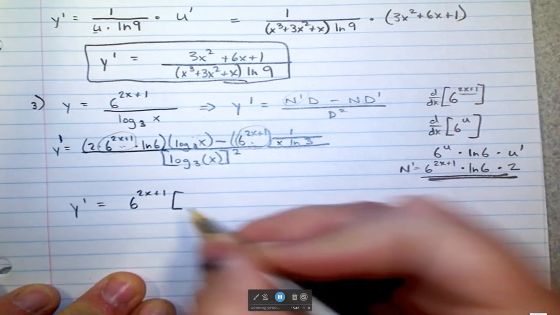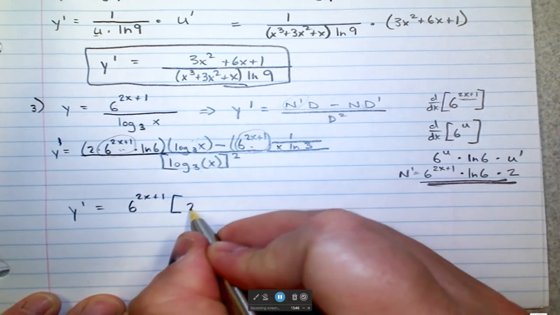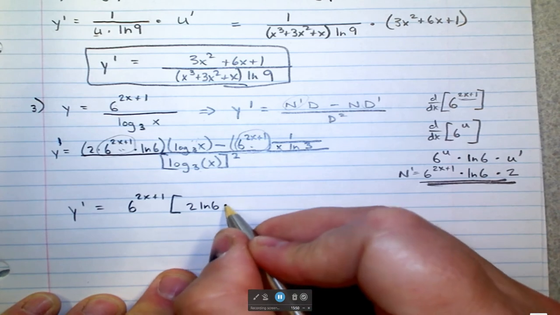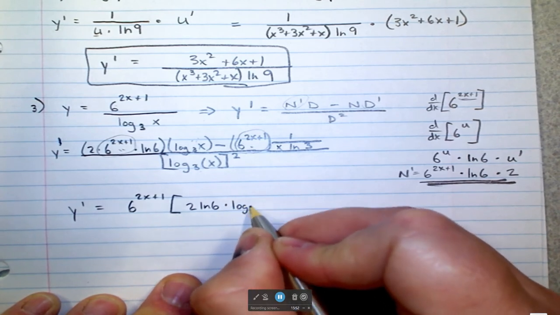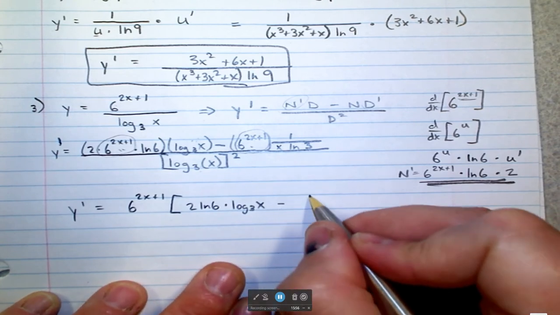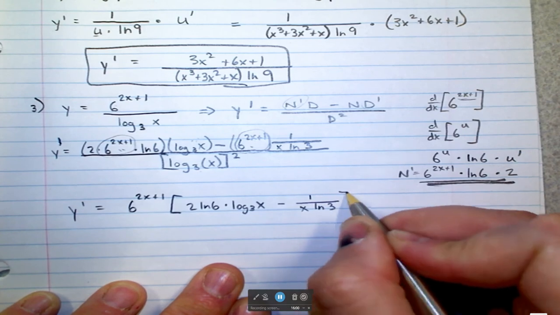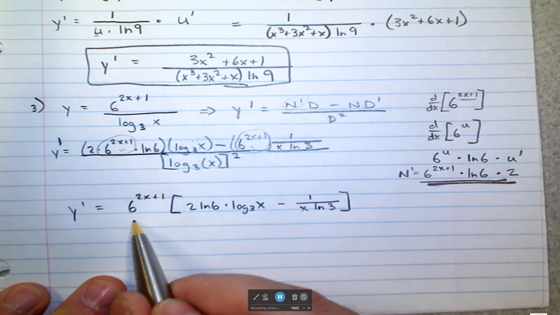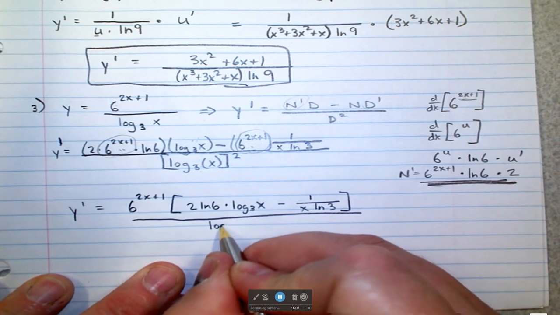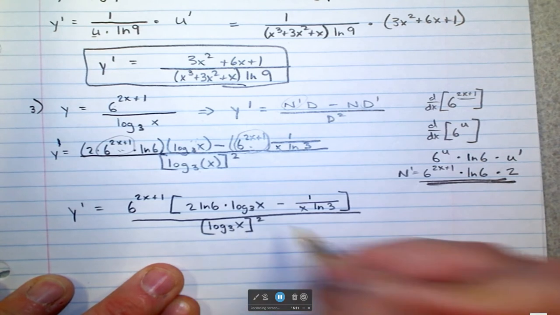times 2 ln 6 times log 3 of x minus 1 over x ln 3, and that'll all be over log 3 of x squared.